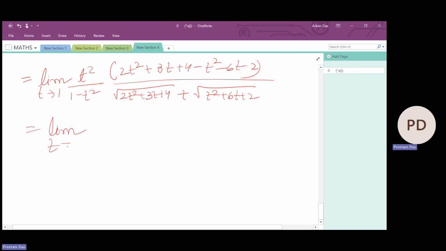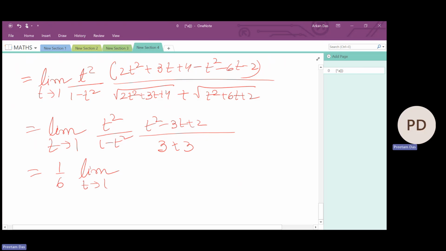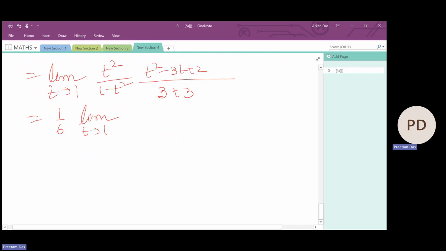So limit t tends to 1. What will the numerator become in our calculation? This becomes t square minus 3t plus 2. And now in the denominator, there is no problem. We can directly substitute t as 1 here. If you substitute, you'll get 3 plus 3, so 1 over 6, limit t tends to 1. Remember, it is not allowed to do the direct substitution, but since we know the limit will exist based on the options, we can do this step just to save some time.